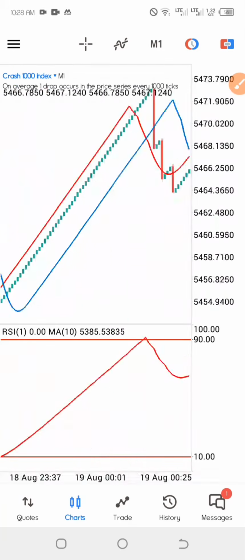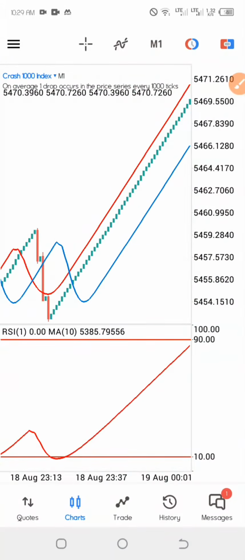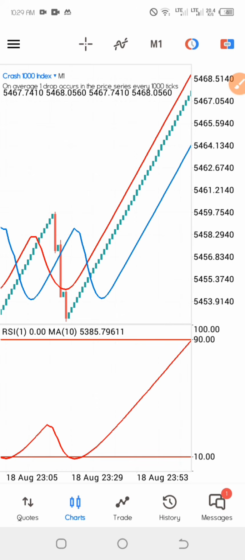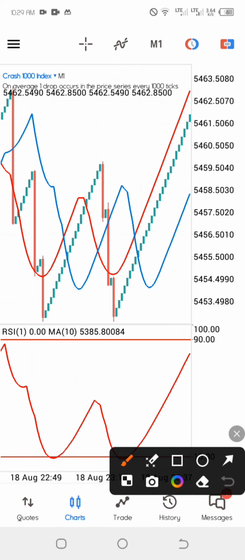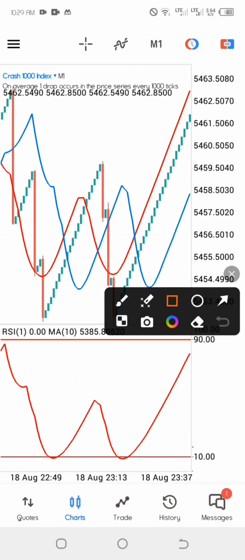Okay, so we are looking for a demand level, a demand trade here on crash. So how do we trade this demand area on crash? Now we are looking to trade at the 10 levels. Okay, 10 levels of the RSI region, which is this level right here.